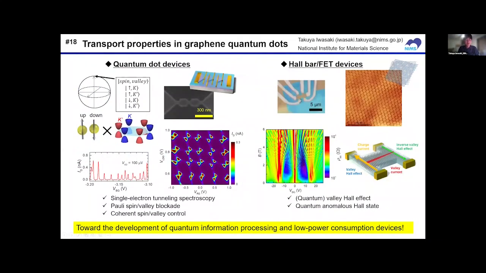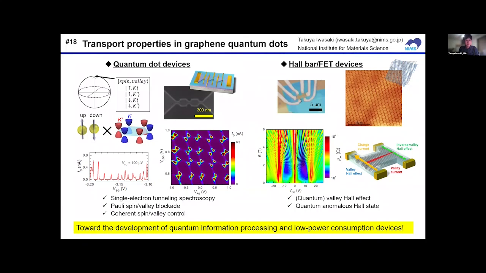This slide shows an example. We've been characterizing transport properties in graphene-based quantum dot devices. In this system, single electron tunneling depends strongly not only on the electron spin but also on the valley degree of freedom in graphene as a good quantum number. We can expect to control the spin and valley coherently and implement novel qubit devices.